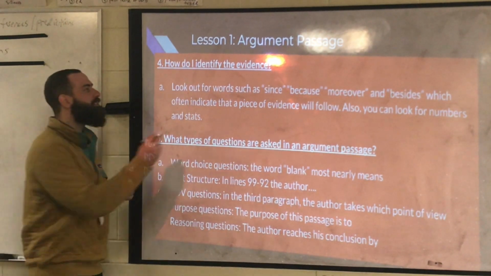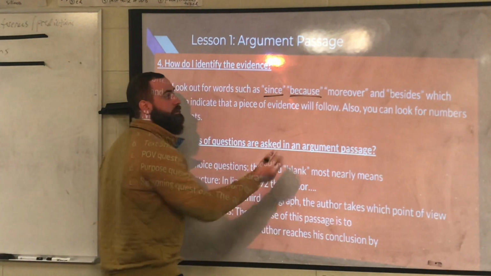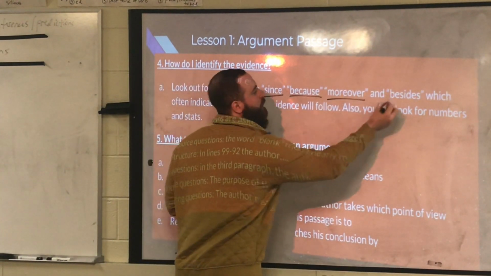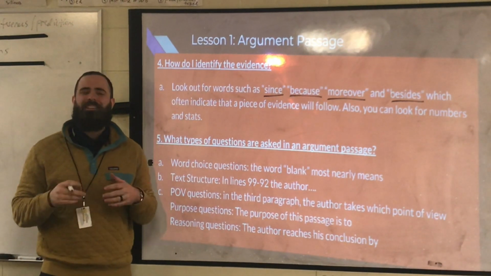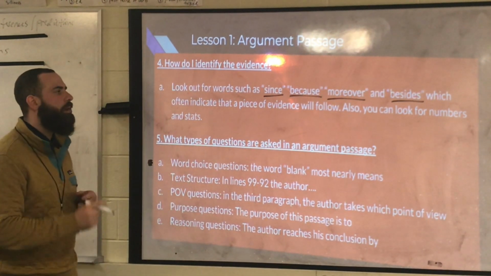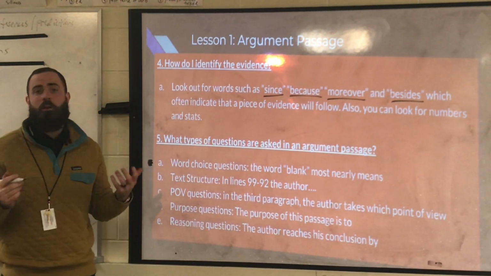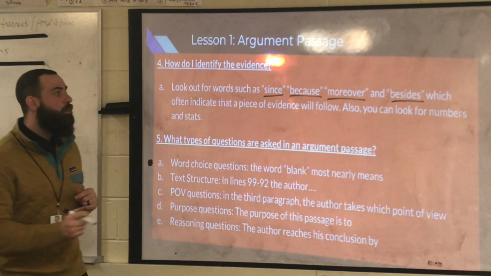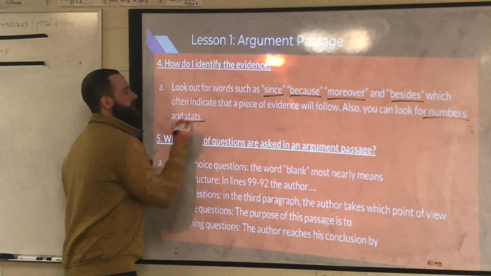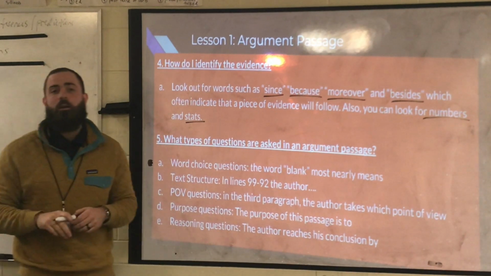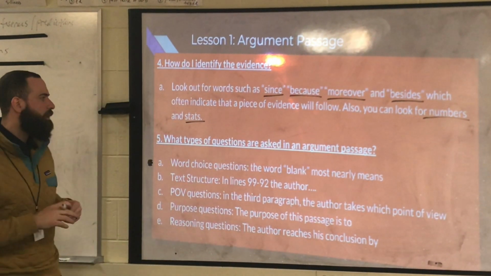Now, look out for words like since. In the example before, we saw because. You might see moreover and besides. Those are words that are going to tip you off that a piece of evidence is coming that's going to support that argument. However, if you're reading a science passage, or it could come in history as well, you might want to look out for numbers or statistics, because those things are going to also support an argument and help make the claim or that call to action.